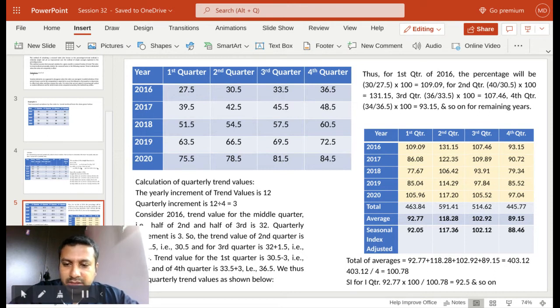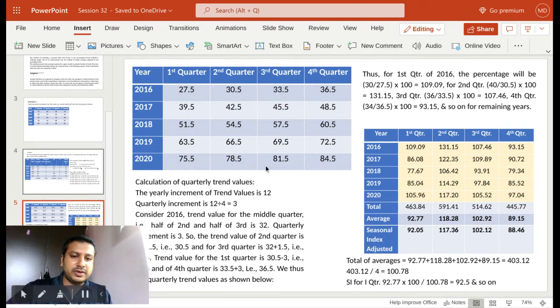ಓಕೆ. ಸೊ ಪ್ರತಿ ವರ್ಷ 12 ವ್ಯಾಲ್ಯೂ ಜಾಸ್ತಿ ಆಗೋದಾದರೆ ಪ್ರತಿ ಕ್ವಾರ್ಟರಿಗೆ ಎಷ್ಟು ವ್ಯಾಲ್ಯೂ ಜಾಸ್ತಿ ಆಗುತ್ತೆ? 3. ಓಕೆ, 3 ವ್ಯಾಲ್ಯೂ ಜಾಸ್ತಿ ಆಗುತ್ತೆ. ಸೊ ನಾವು ಟು ಫೈಂಡ್ ಔಟ್ ದ ಫಸ್ಟ್ ವ್ಯಾಲ್ಯೂ, so you have to take the values.